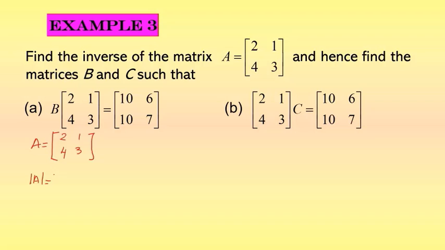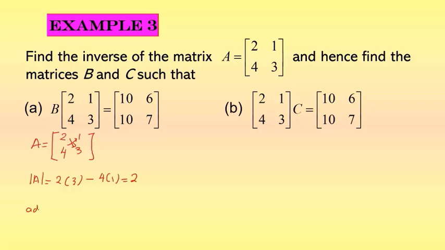Okay, the formula to find the determinant is AD minus BC. So AD downward, BC upward arrow. So we have 2 times 3 minus 4 times 1. So we have 2. Okay, so now we have this determinant, so we can proceed with the adjoint.